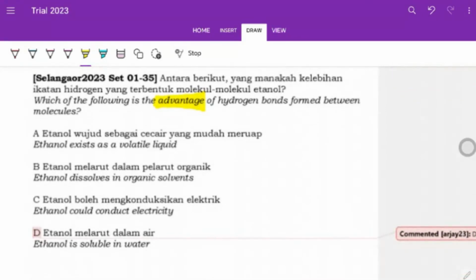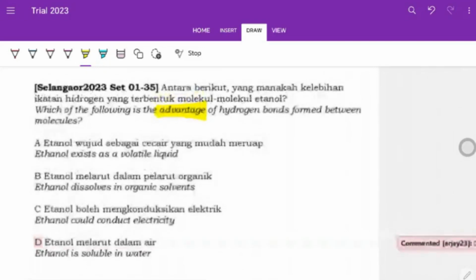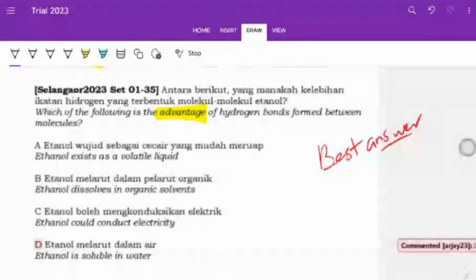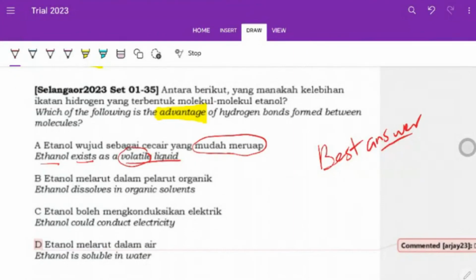Between the molecules. So class, let's say this kind of question, maybe some statements are correct also, but the question asks you to choose the best answer. Sometimes the answer is not wrong, but you need to choose the best one. Now ethanol exists as a volatile liquid. Volatile liquid, in the Malay version it is mudah meluap. Volatile means it changes to gas easily.